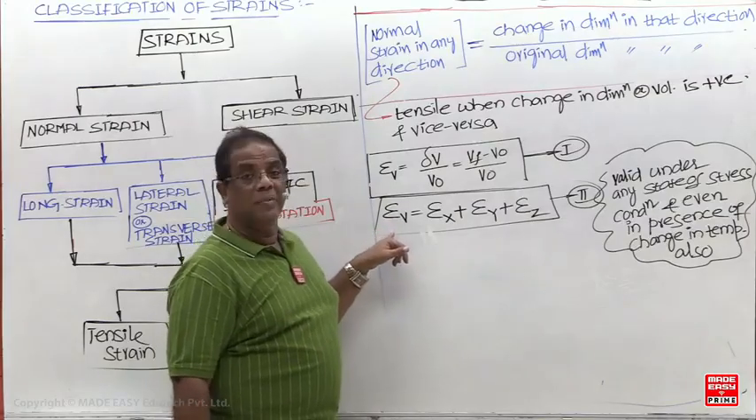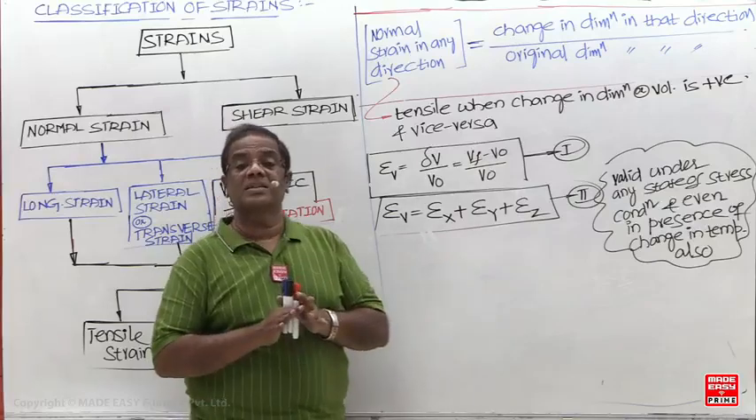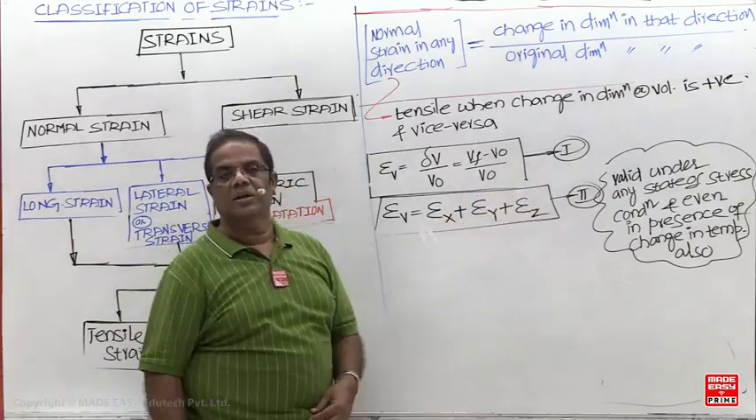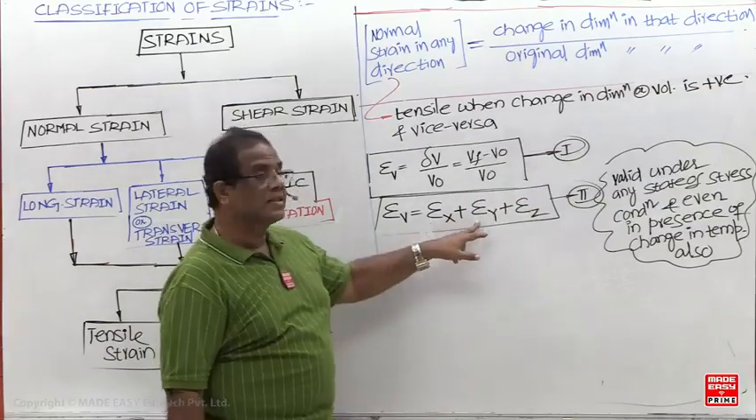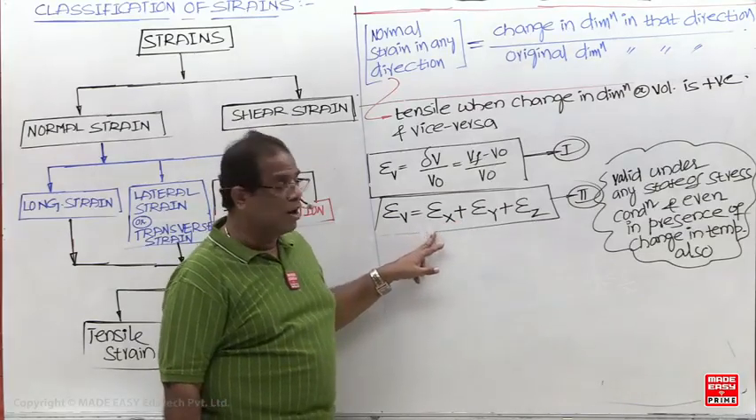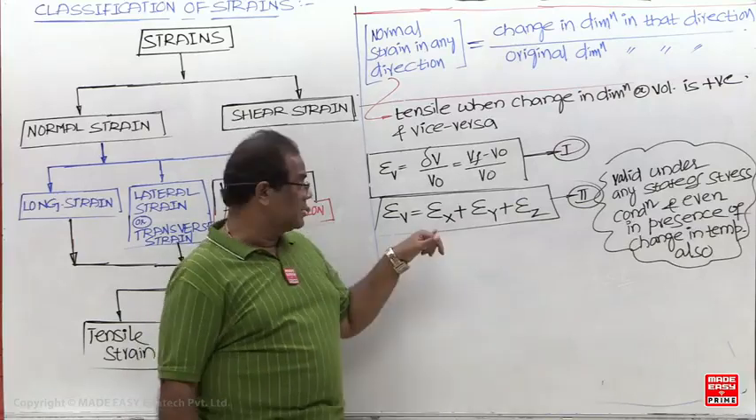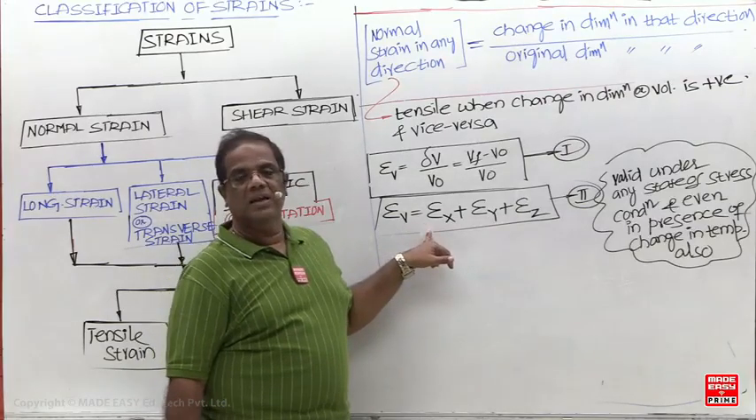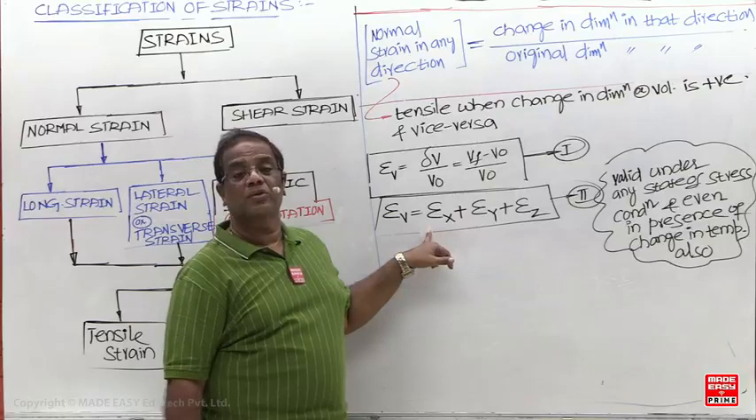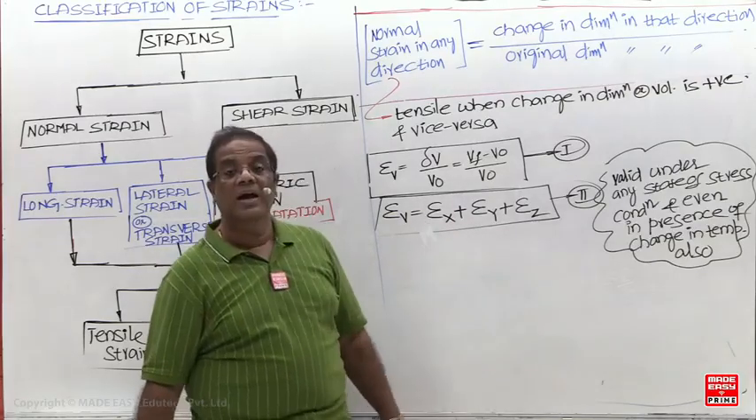Sir, what I mentioned: a volumetric strain is equal to the algebraic sum of the normal strains in three mutually perpendicular directions. So what should I call this? Epsilon x, epsilon y, epsilon z. Under uniaxial state of stress, one will be longitudinal and these two are lateral. But under biaxial and triaxial state of stress, they are called total strain. In place of total strain, we can also use net strain.